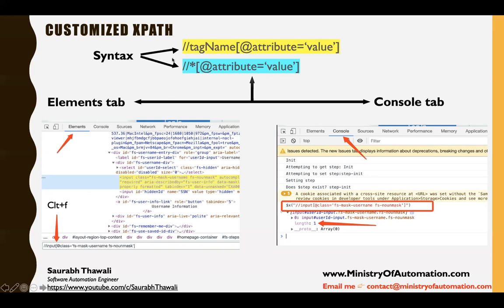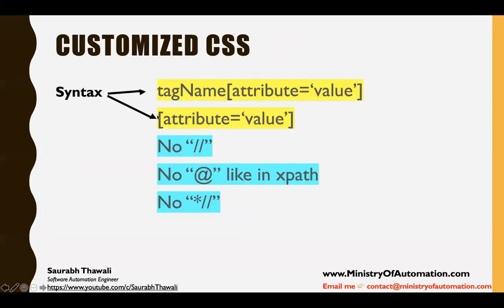If you don't give star here, you're gonna get an error, right? If you are trying to identify an element using an XPath, then you definitely need to provide either a tag name or a star. Whereas in CSS, you do not need to provide any tag name or star. If you simply write attribute equal to value, that will also solve the purpose. It will try to find the element based on that information. So these are the differences compared with the XPath syntax: no double forward slash in front of the tag name, no at the rate in front of the attribute, and no star as well, right?